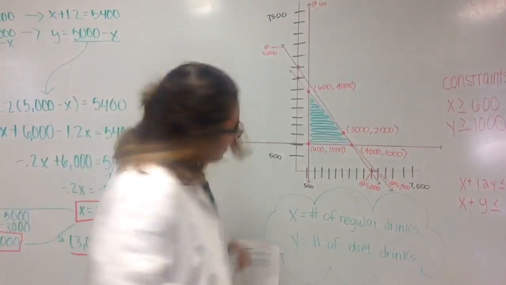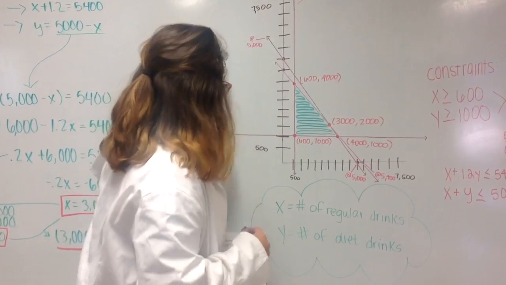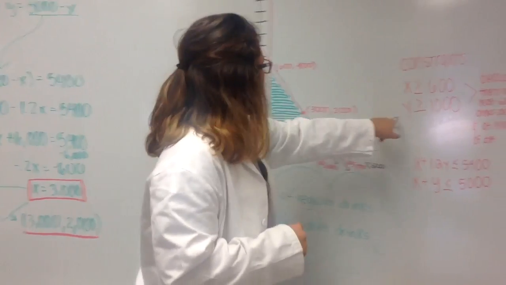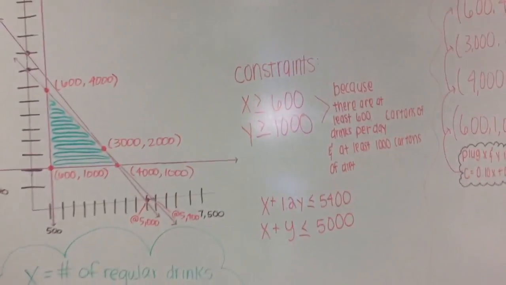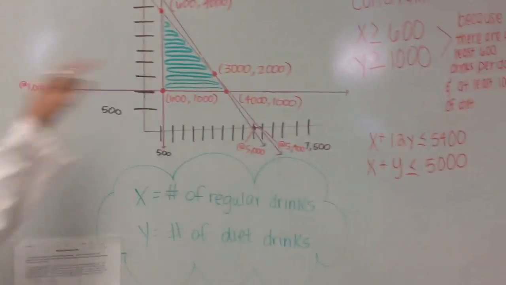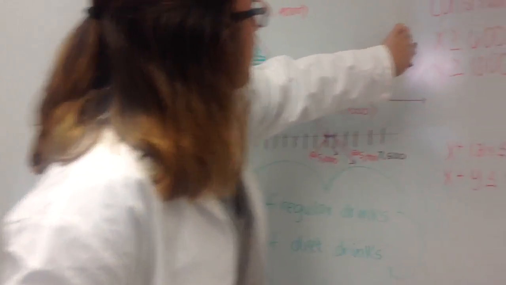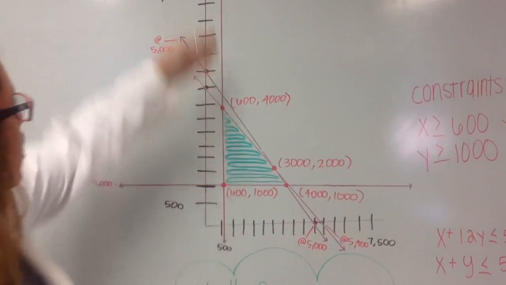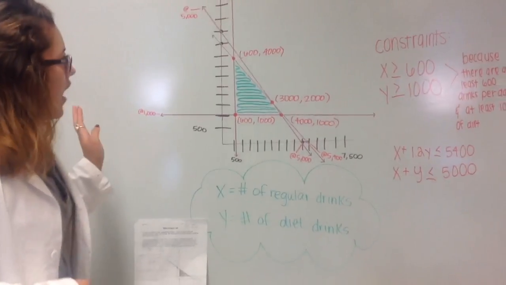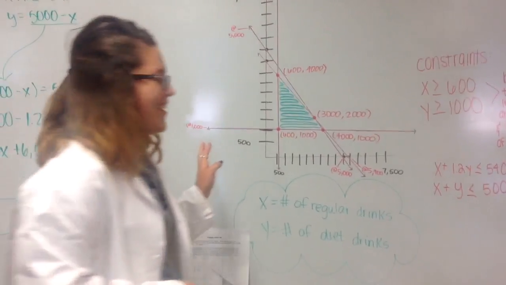Hey guys, so now we're going to graph it, and let's graph this line first. All Y's are 1,000, so you draw a horizontal line through 1,000, and then all X's are 600, and you're going to draw a vertical line through 600.